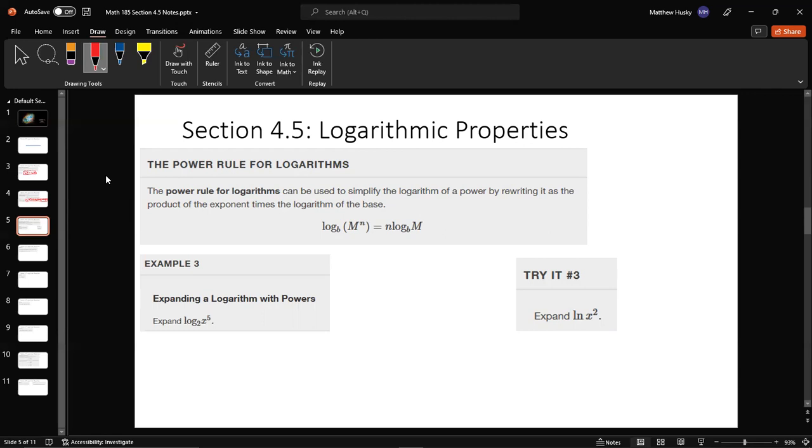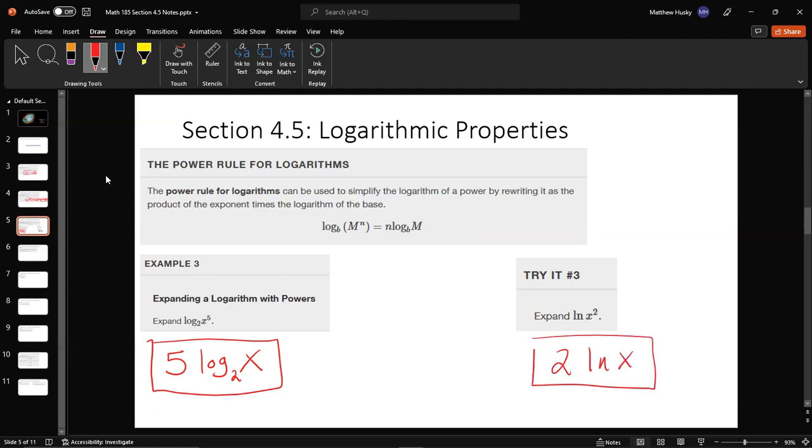So if we were to do that with this problem, we have log base 2 of x to the 5th. We're going to do that as 5 log base 2 of x. That one is now simplified, so the 5 just comes out to the front there. This one, you've got ln of x squared. That's going to be 2 ln of x. That is what that is equivalent to.